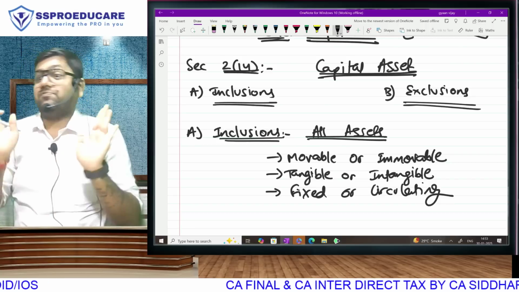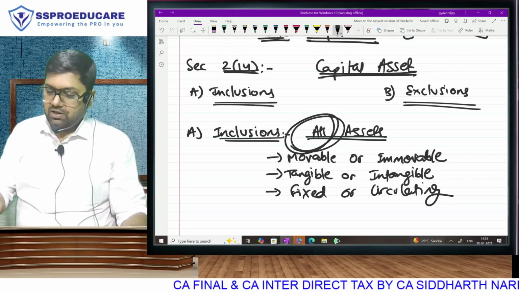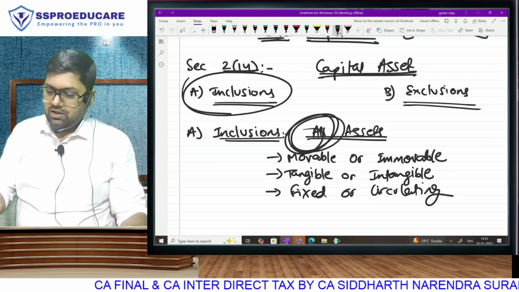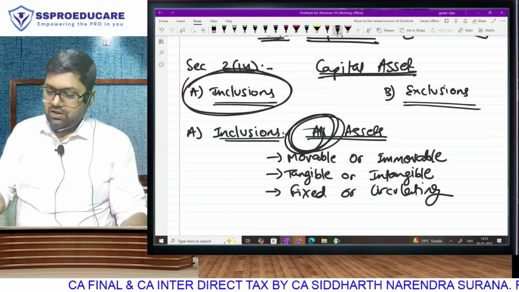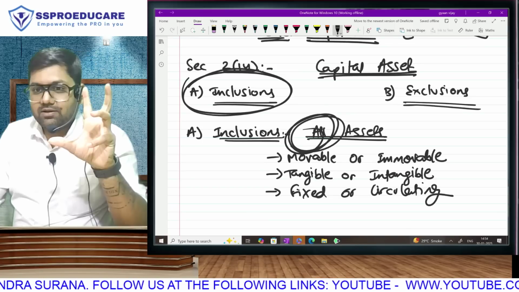But bro, the definition is in front of you. And if we rigidly go by the definition, all means all, no bro. Everything is a capital asset. While we are interested in the inclusions, because if the question comes on inclusions, then we solve it, otherwise we don't.